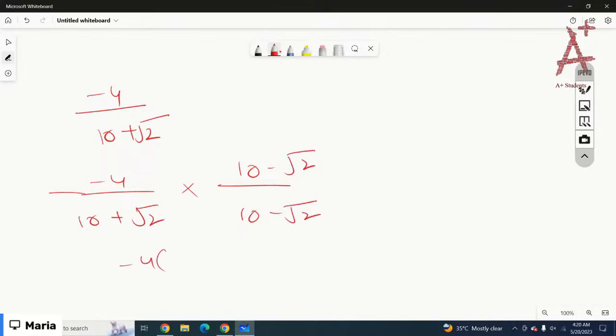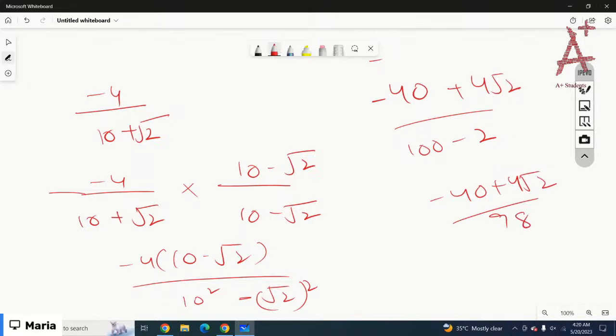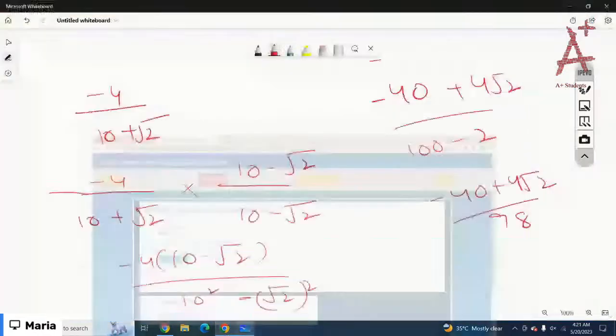Okay, so it would be minus 4 times 10 minus square root 2, and 10 squared minus square root 2 squared. It would be minus 4 times 10 is 40, minus 40 plus 4 square root 2, divided by 100 minus 2. That would be minus 40 plus 4 square root 2 divided by 90. Got it? So the correct option is minus 40 plus 4 square root 2.